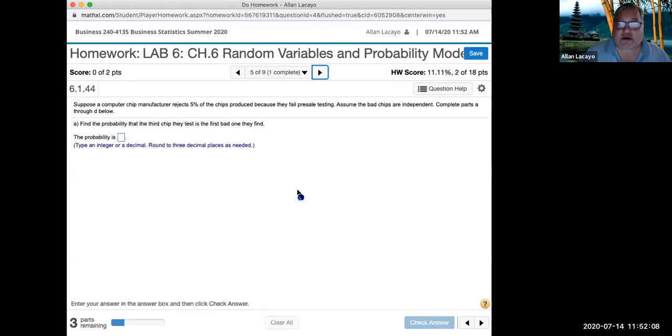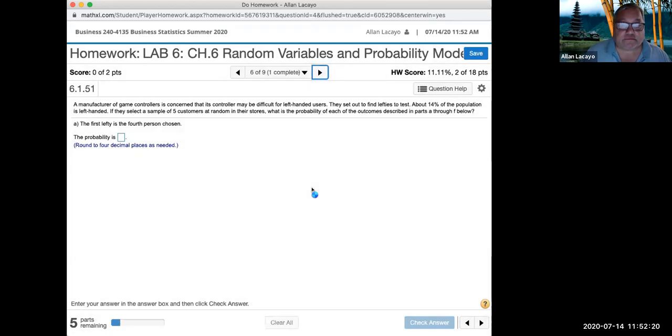Next is a model in which we're looking for an application that could be binomial, or it could be geometric. And here's one, problem 6.